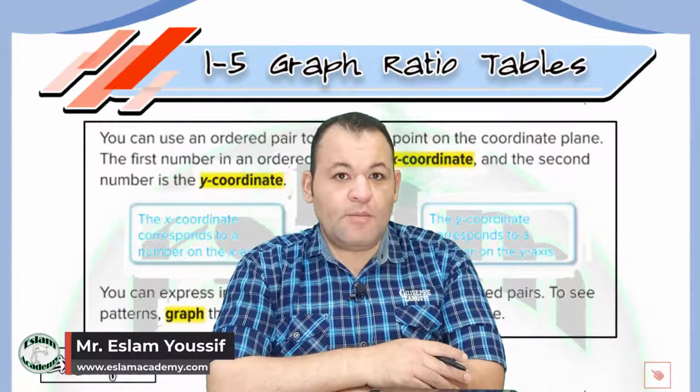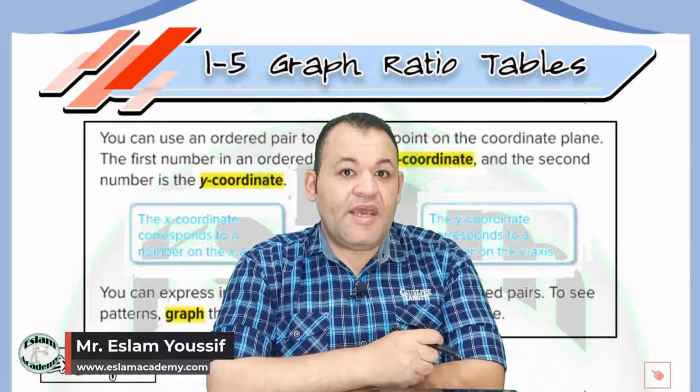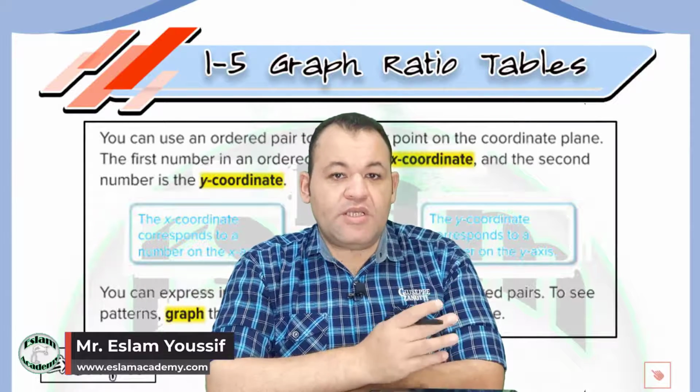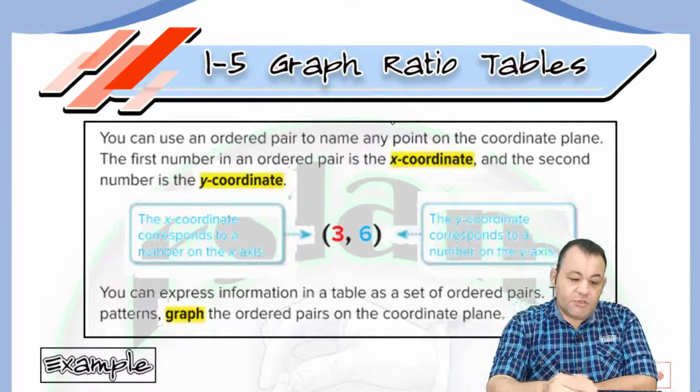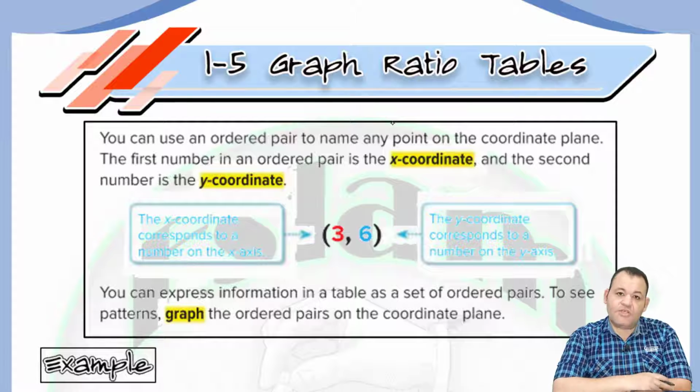In this video, we're talking about graphing a ratio table. How can we graph the table that we have using the coordinate plane? For the ratio table, we have two different types of information: the input and the output, the independent and the dependent. One term depends on the other one.